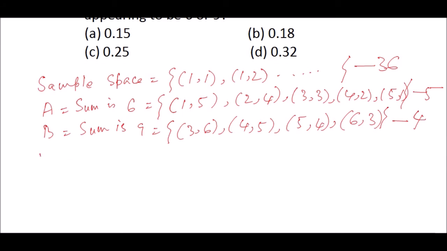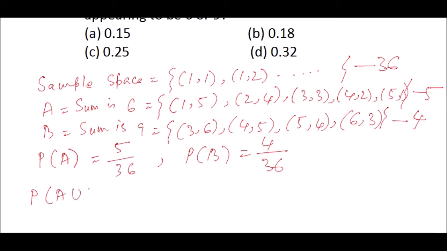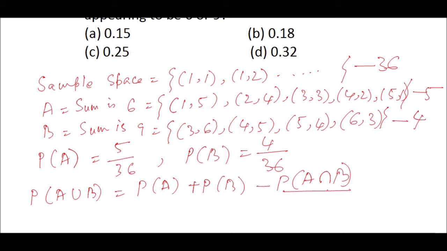Now, what is the probability? What is P(A), the probability of A? There are a total of 5 favorable outcomes and in the sample space there are 36. Therefore, this is the probability of A. What is P(B)? P(B) is equal to 4 by 36. Now, if any one of the events happens, that means the probability of A union B. And what is this? P(A) plus P(B) minus the intersection of A and B, and that intersection, you can see, is 0, because there are no common elements.